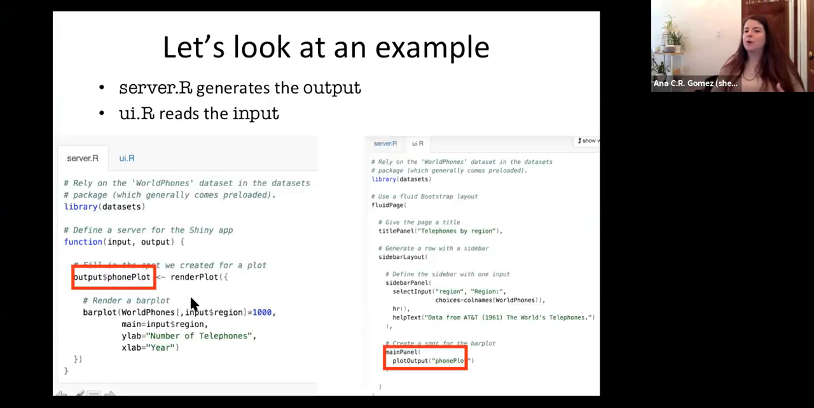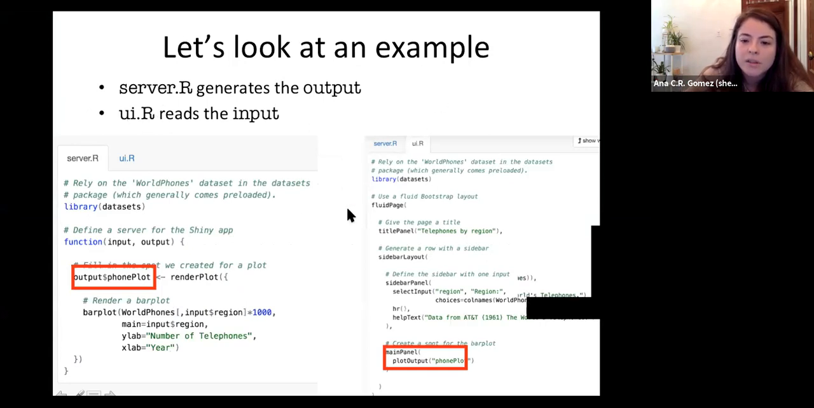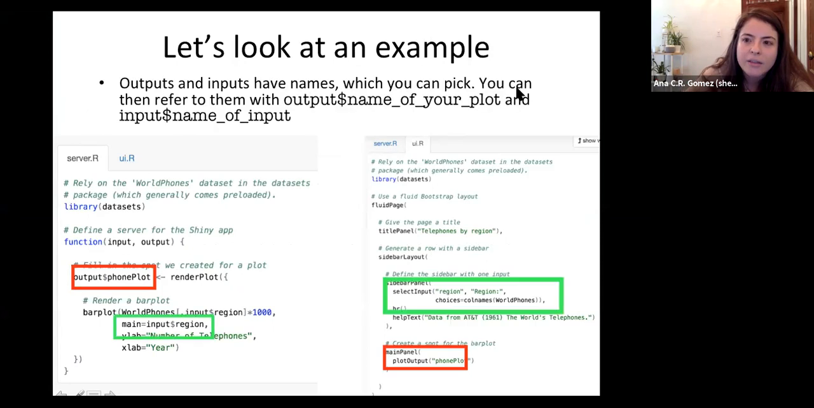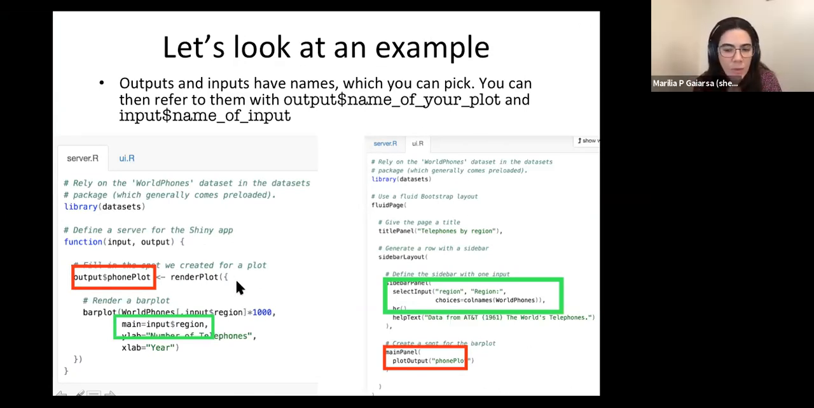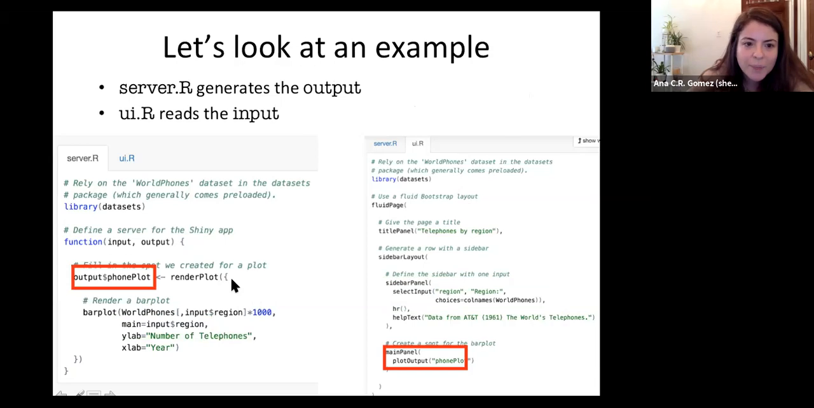Now let's look at the code. I have it here. It's just like a screenshot, but it's the same code that I had in my RStudio. So as I said, server.R generates the output. This is it right here. And UI.R reads the input. This is it right here. And the bar is in the way. Do you guys see this bar here? Yes. It's a little bit in the way, but that's fine.